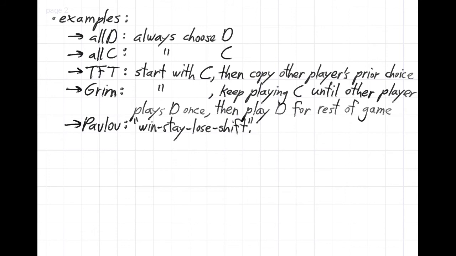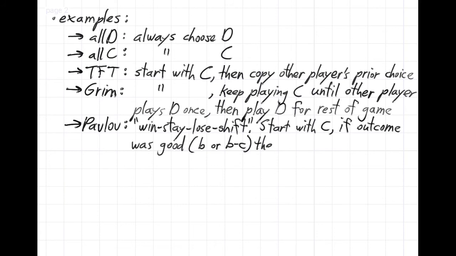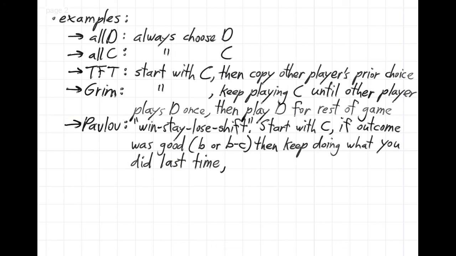Again, what happens is they start by playing C, and in subsequent rounds, if the outcome was good, meaning that it's one of the top two payoffs, which would be B or B minus C, then you keep doing what you were doing. And if it wasn't good, if you got one of the lower two payoffs, that would be 0 or minus C, then you switch strategies. Let's say the opposite strategy.